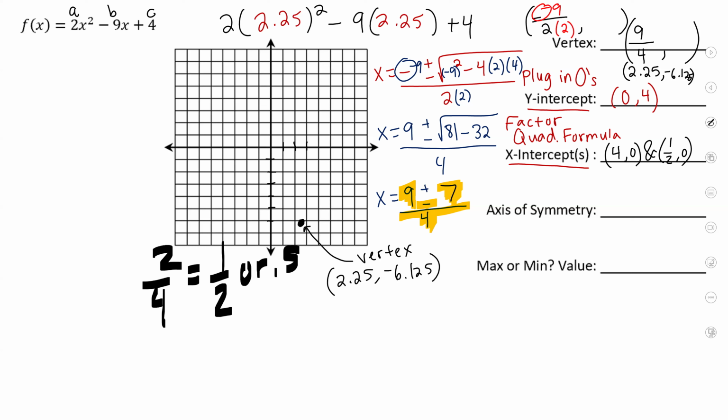So go ahead and graph that. A half is between 0 and 1, so right there. My other x-intercept is at 4, right there. And my y-intercept is 1, 2, 3, 4, right here. Okay, so guys, go ahead and finish your graph. We have our y-intercept, our x-intercepts, and our vertex.